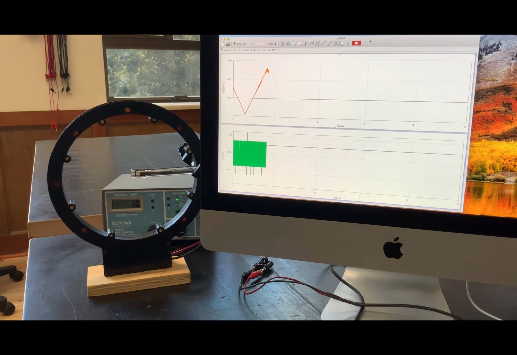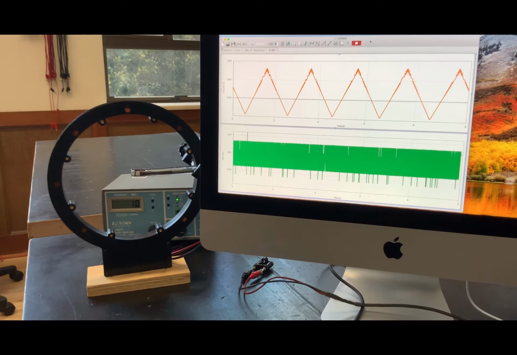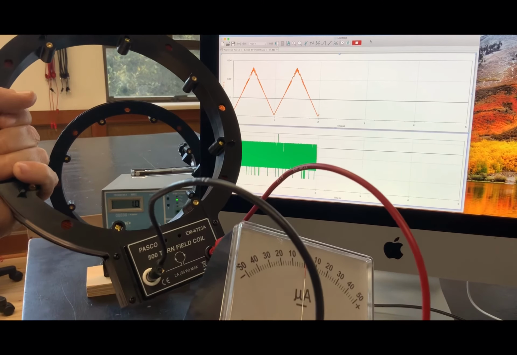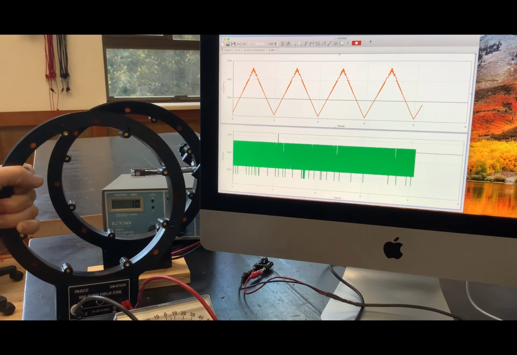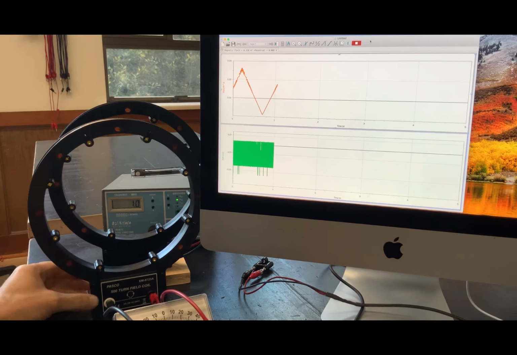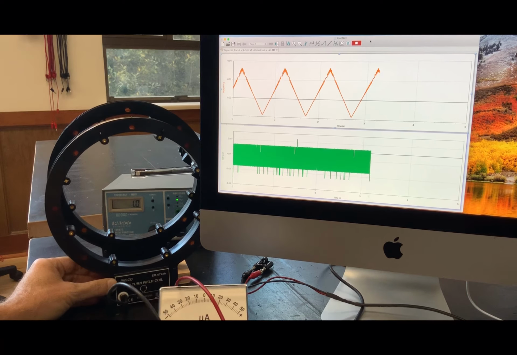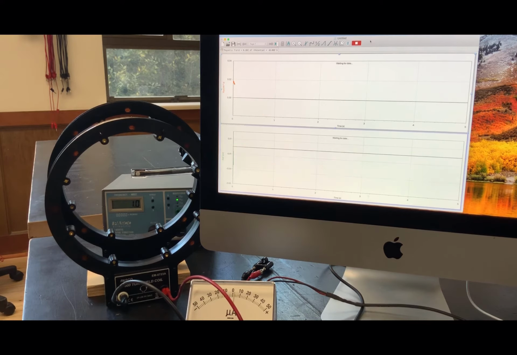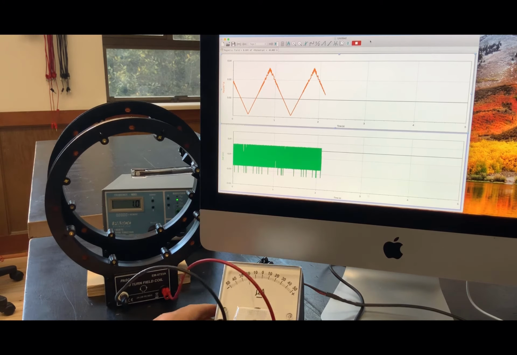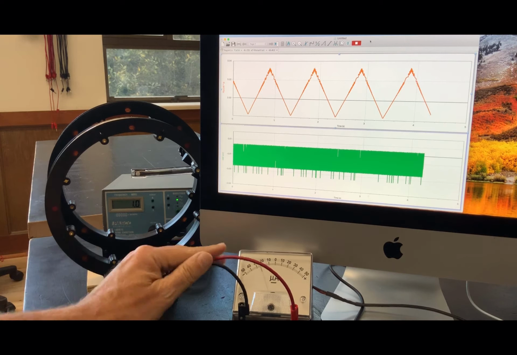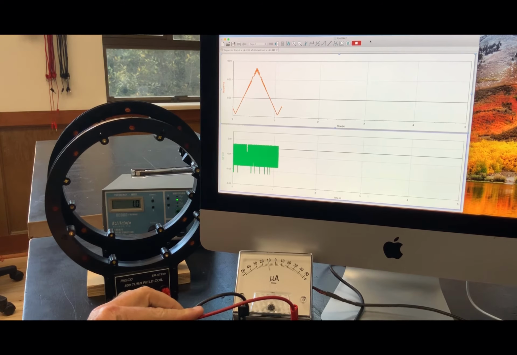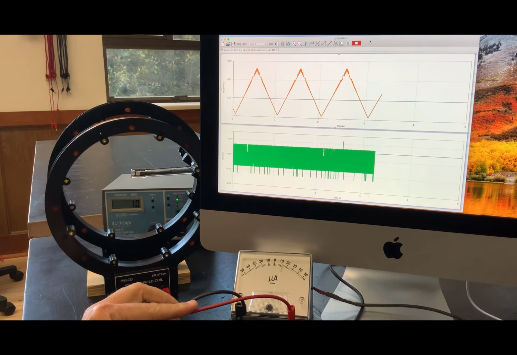Okay, so now what we're going to do is we're going to use this guy again to see if we can still measure that field. And you can see there it is, needle swinging back and forth like it did before when I increased and decreased the field.